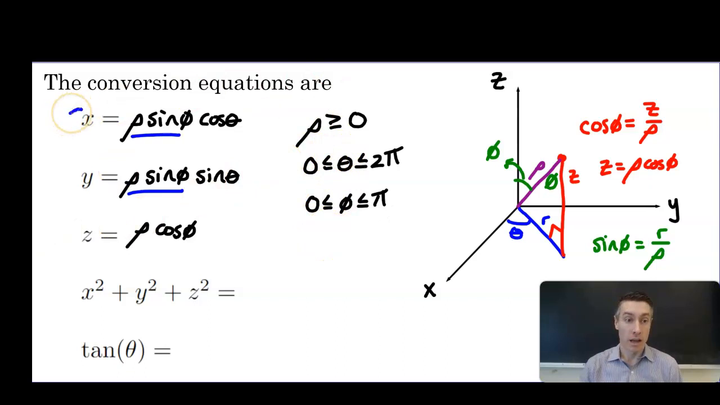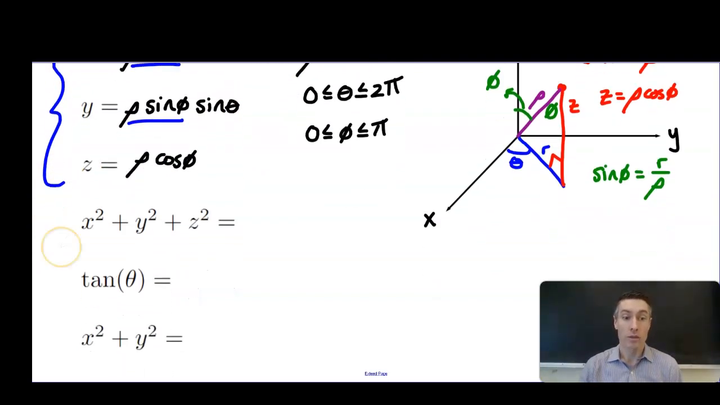And then highlighting these three, we'll take a point from spherical into rectangular, x, y, z. Then we have x squared plus y squared plus z squared. That's going to be equal to rho squared. Tangent theta, since it's the same theta, that's just y over x still. These three, so notice a little overlap. These are going to be helpful in converting from rectangular to spherical.